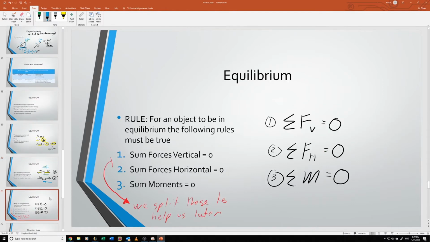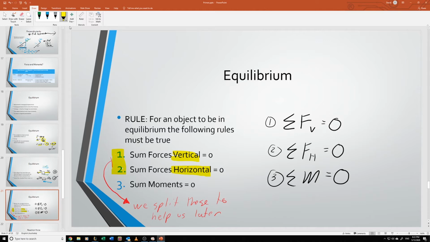So let's get a rule, because I love rules. Rule: for an object to be in equilibrium, it must follow the following rules. The sum of all forces must equal 0, and the sum of all moments must equal 0. The first thing I've done is break up the first rule. Instead of saying sum of all forces, I've said sum of all forces vertical has to equal 0, and sum of all forces horizontal equals 0. I split this up because the first questions we do with this are going to want you to split it up into vertical and horizontal components, so it's easier to divide it into 3 rules, because it's usually the same process we're going to be working with later.